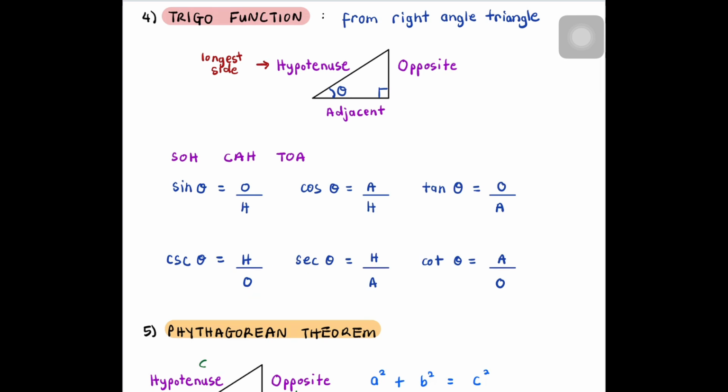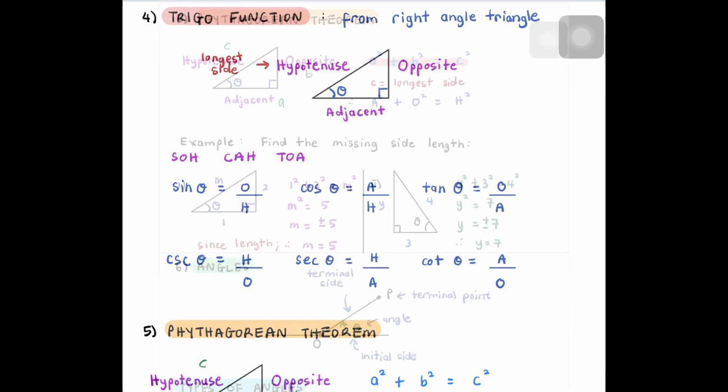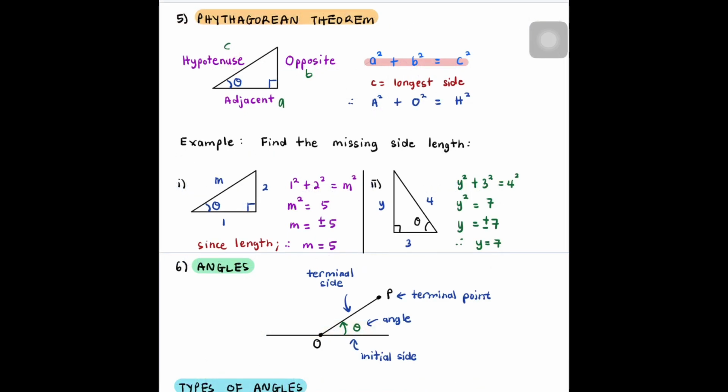Secant is 1 over cos, so H over A. And then cotangent is 1 over tangent, which is A over opposite. Okay, the next one is Pythagorean Theorem, where you have the same right angle triangle. So your formula will be A squared, which is the adjacent squared, plus B squared, which is your opposite squared, is equivalent to C squared, which is your hypotenuse squared. Okay, so this is the basic formula that comes from the right angle triangle.